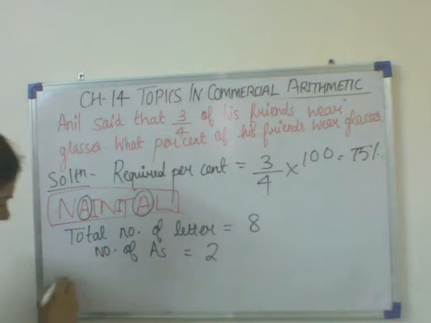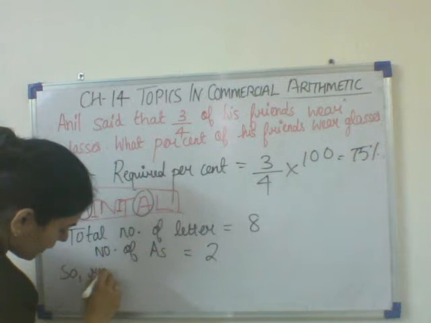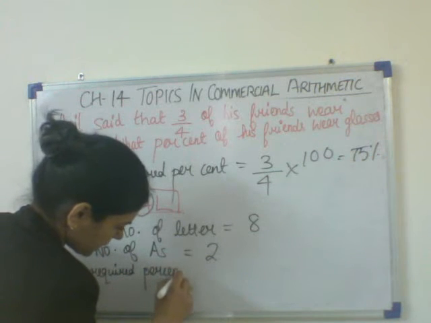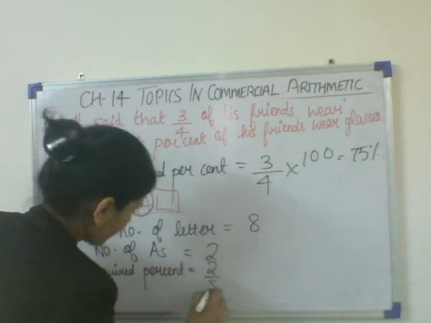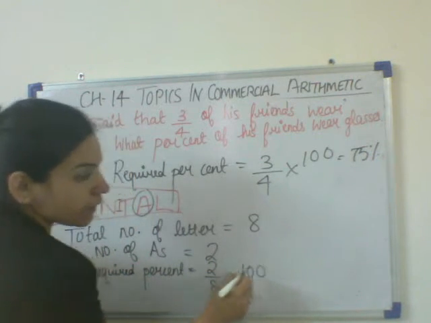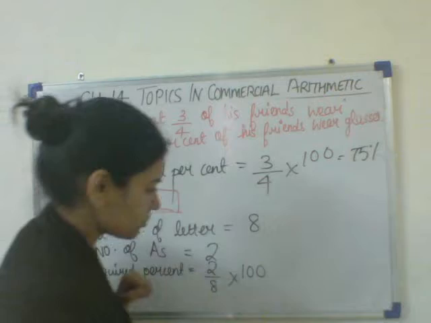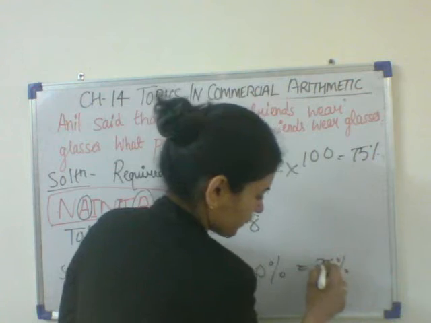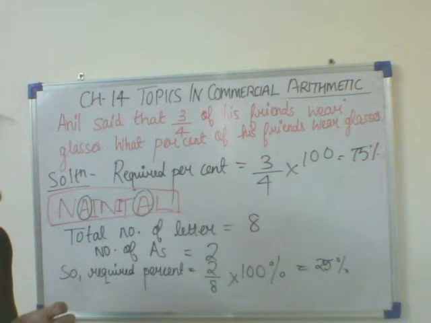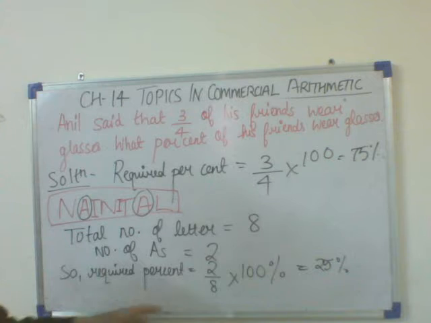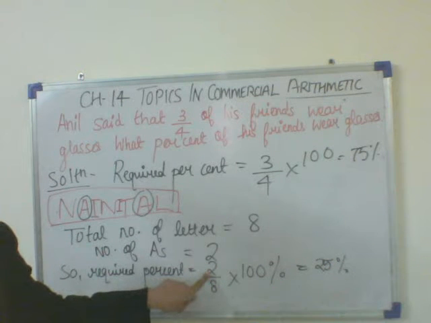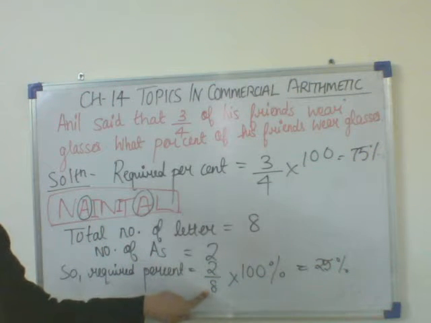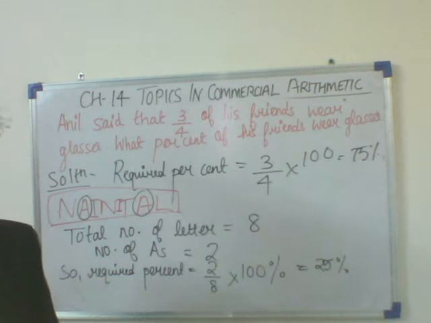So what will be the required percentage? So here the required percent would be 2/8 multiplied by 100. This will be the required percentage. So this will be equal to 25%. 25% is the required percent. 2 is the total number of A's which are there in the word Nainital, and 8 is the total number of letters in the word Nainital, multiplied by 100, that is 25%.